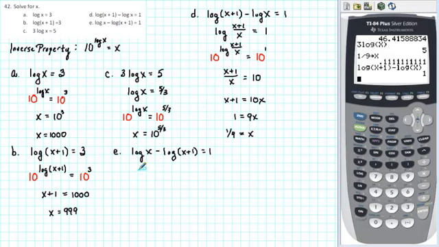For E, the equation looks very similar to the equation for D. We have the logarithm of x minus the logarithm of x plus 1 is equal to 1. So the first thing that we'll do is to use properties of logarithms to create a single logarithm. This time we'll have the logarithm of x over x plus 1 is equal to 1. Next, we'll exponentiate both sides base 10. Using the inverse property, the left side simplifies to x over x plus 1, and the right side of the equation evaluates to 10.